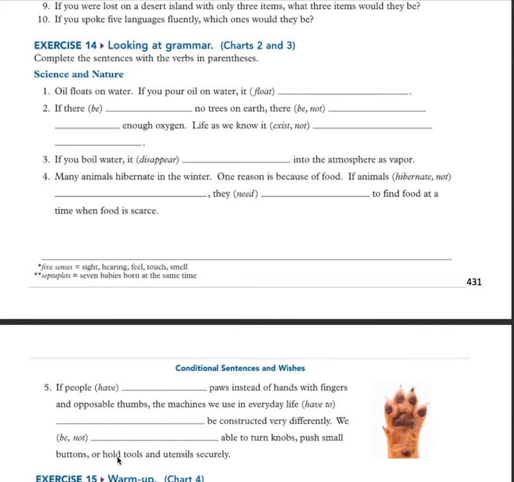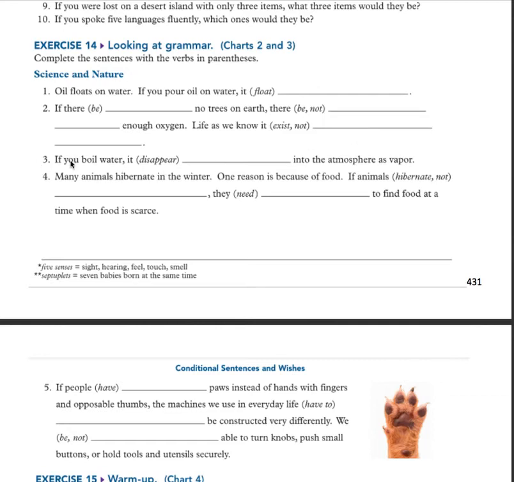Okay, let's look at number 2. If there were no trees on earth, there would not be enough oxygen. Life as we know it would not exist.